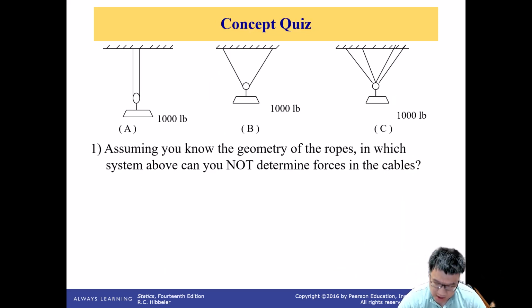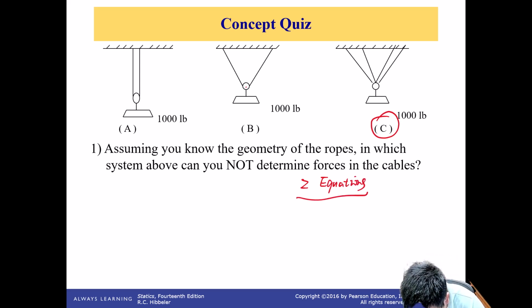Let's do a very quick concept quiz. First, assuming you know the geometry of the three ropes, in which system above can you now determine the forces in the cable? You can pause the video a little bit and think about the answers. The answer should be C. And why? Because for any point, we only have two equilibrium equations, which means we can solve two unknowns at most.